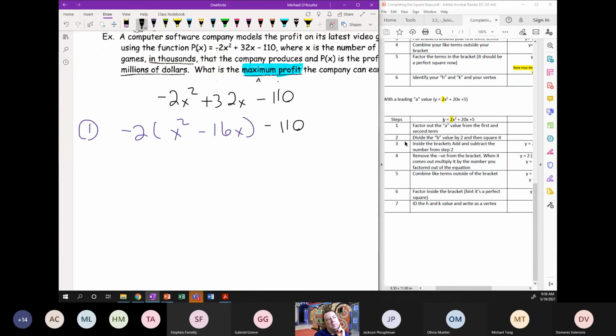Okay. Step two, divide the b value by 2 and then square it. Negative 16 divided by 2 equals negative 8. I'm going to put a little star beside that for later. Negative 8 squared equals 64. Okay. I'm going to pause here for a second just to make sure everyone's caught up.